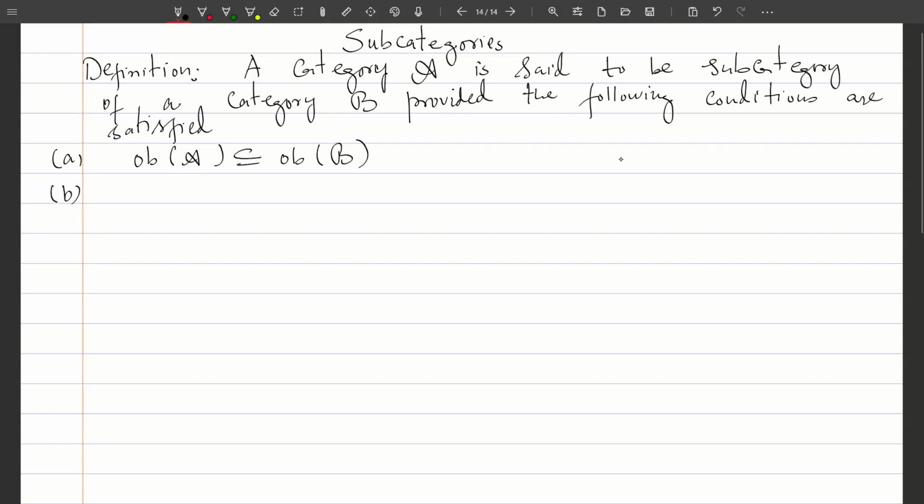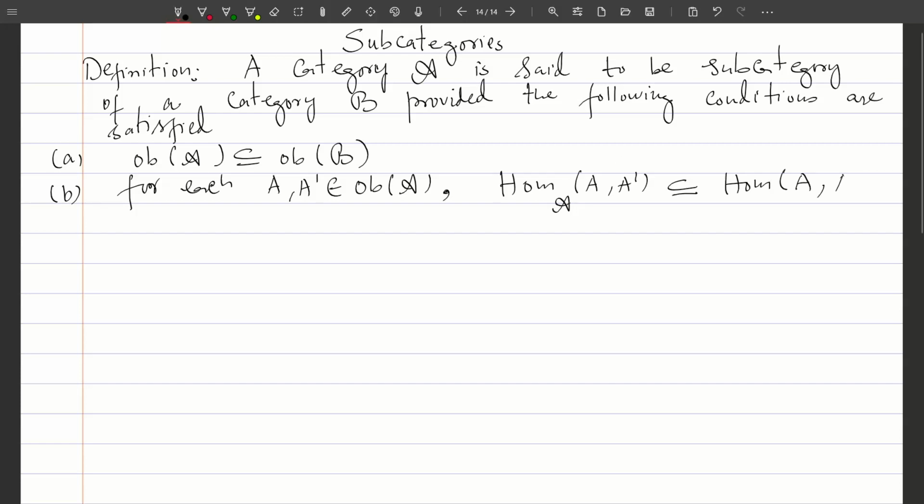The second condition is that for each pair of objects A and A prime in the category A, the set of morphisms between the objects A and A prime in category A is contained in the set of morphisms between the objects A and A prime, but this time they are the morphisms in category B. So this is the second item.